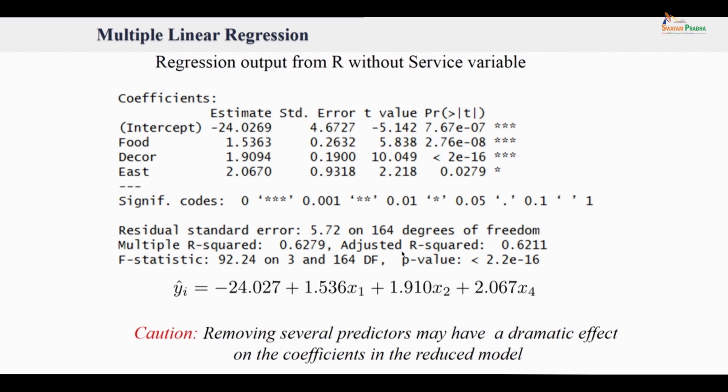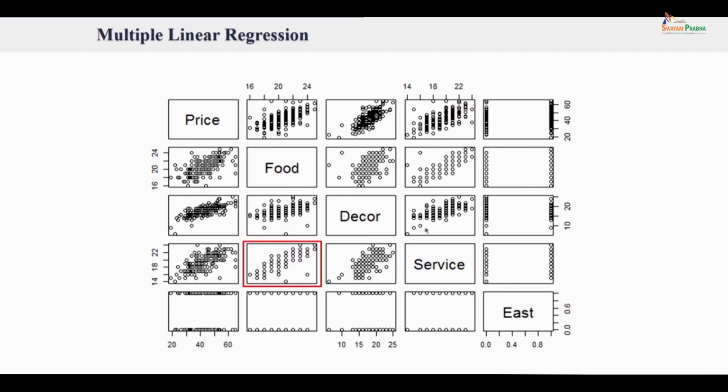The reason for this, as we said, if you look at the scatter plot, service and food are very strongly correlated, therefore only either food or service needs to be included in order to explain price and not both. In this case service is being removed, but you can try removing food and fit price against decor, service and east, and you will find that the regression is as good as retaining food and eliminating service.